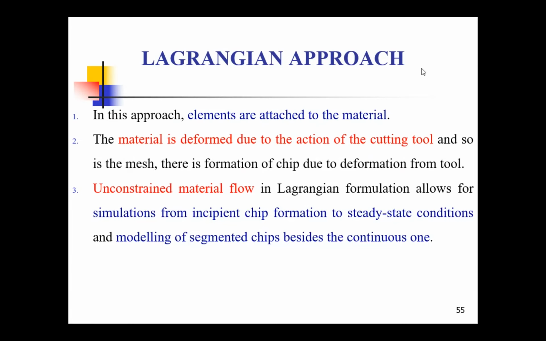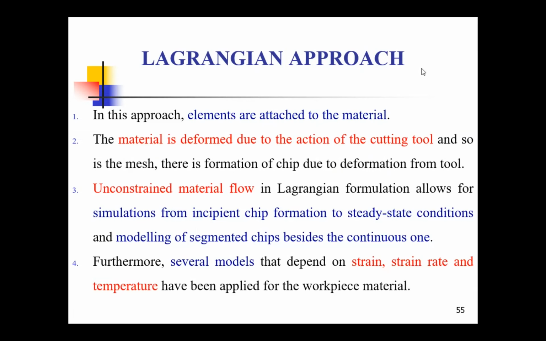So the unconstrained material flow. The unconstrained material flow in Lagrangian formulation allows the simulation from incipient chip formation, that is, transient conditions, to steady state conditions. Okay. So in Lagrangian formulations, you can move from transient to steady state conditions. So that is also an advantage of this Lagrangian approach.